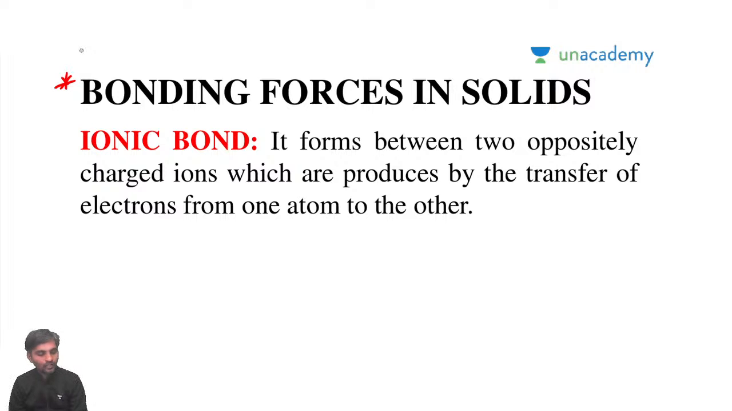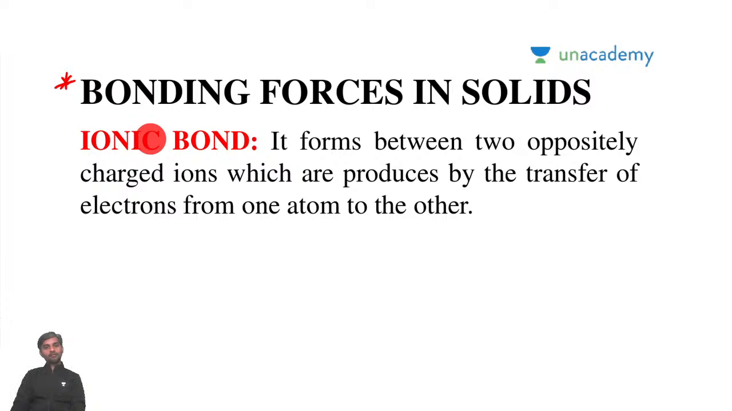You will be having two types of bonding forces. One is called ionic bond, the second one is called covalent bond. Ionic bond and covalent bond. So the name itself indicates. So remember. Covalent and ionic. Correct, Satish, you are right. So we will be having ionic bond and covalent bond.